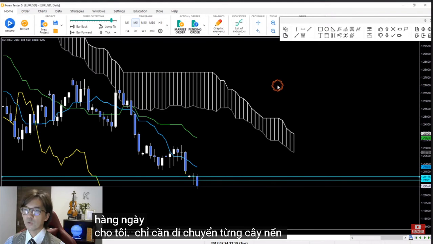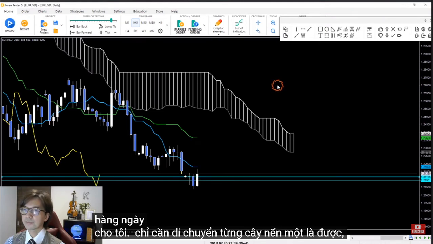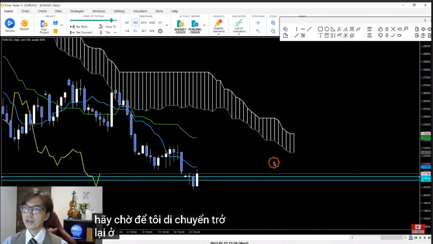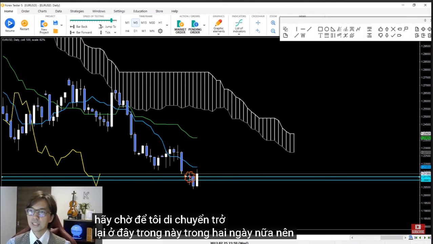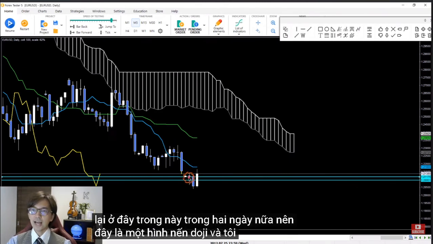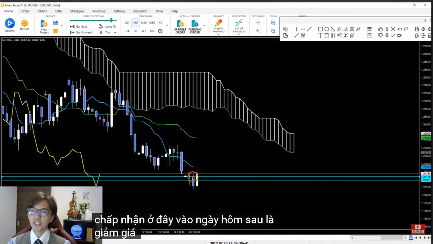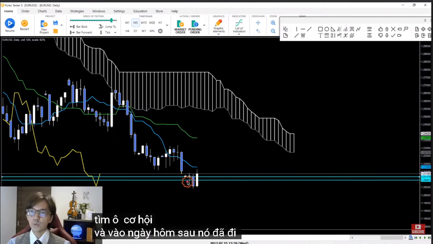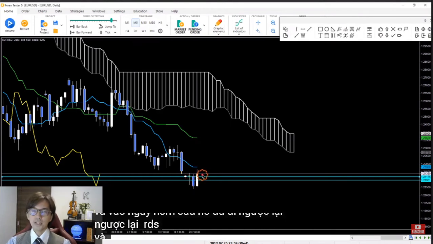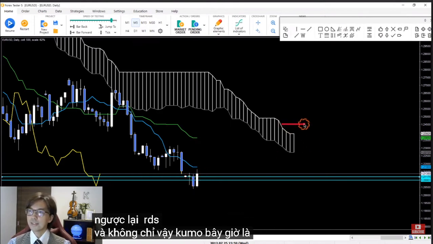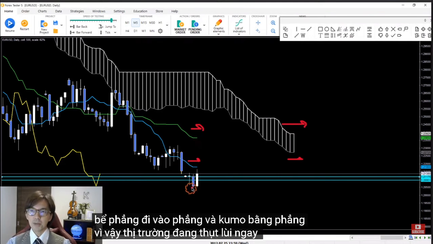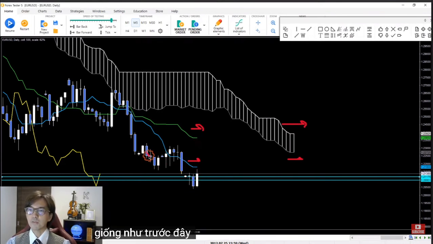Let me just move the candles one by one. Okay, oops, hold on. Let me move back. So here, in 2 days, there was a doji candlestick, and I exited here. The next day was bearish, so I could have looked for a sell chance, and on the next day it reversed backwards, and not only that, the Kumo is now flat, Kijun Sen flat, Tenkan Sen flat. So the market is retracing backwards now, just as before.